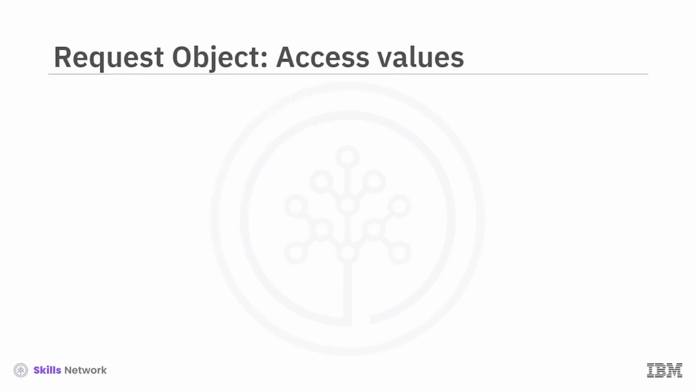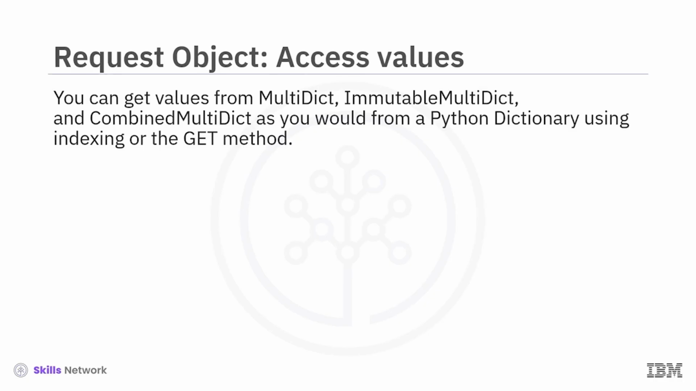Now that you know what the request object looks like and the methods to get data from the request parameters and body, let's see how to extract specific values from this data. The return types for the methods you have seen so far are either a multi-dict, immutable multi-dict, or a combined multi-dict. All these data structures behave like a Python dictionary, and you can use indexing or the get method to extract values. For the given URL, you would like to extract the query parameters of capstone and rating.